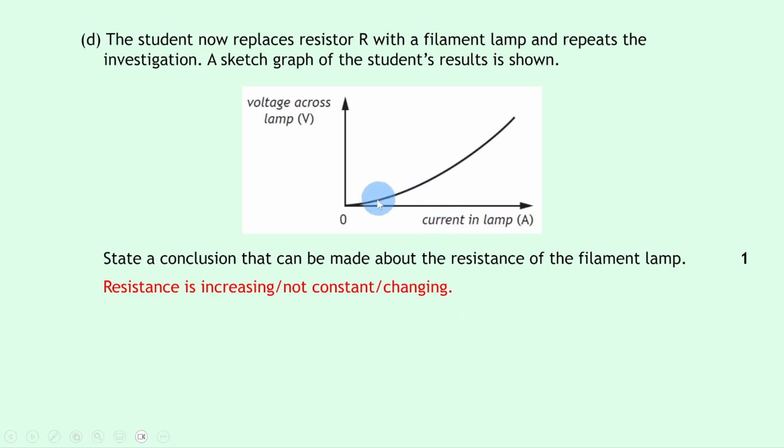Now another way to think about the resistance increasing is to think about the gradient at a tangent to this curve. So if we think about a straight line along this curve at this point, and then another straight line along the curve at this point, and then another straight line up here, the gradient will gradually increase and increase as you go up this curve. And since the gradient of the line on a voltage current graph gives resistance, then that would tell us that resistance is increasing.